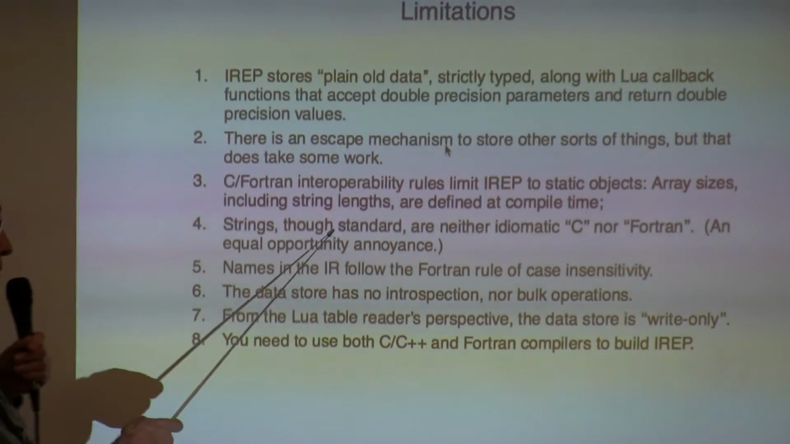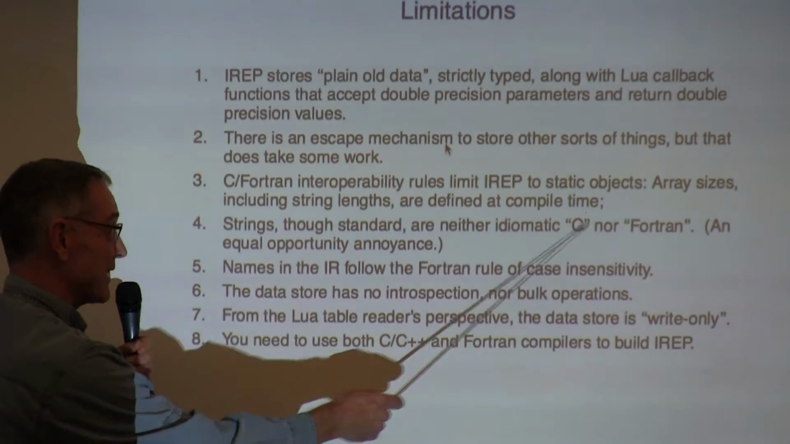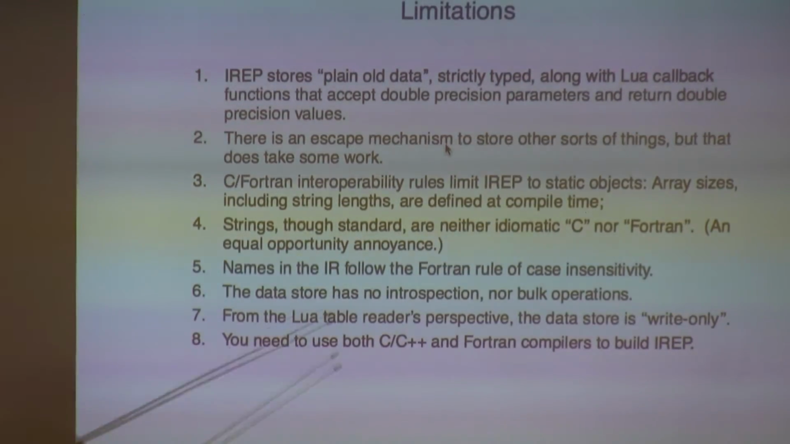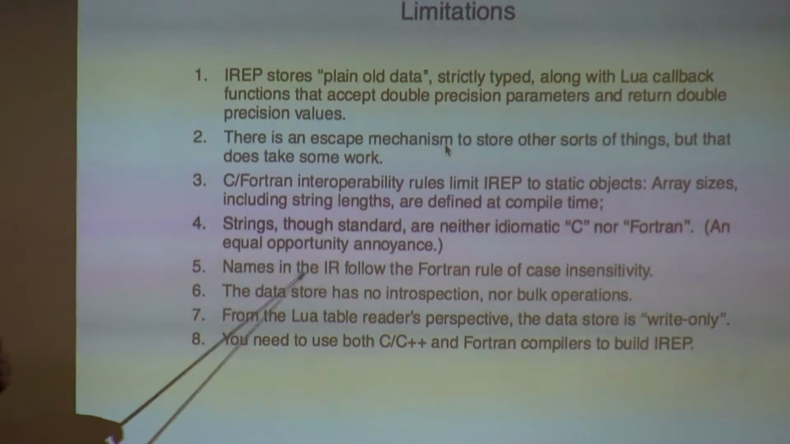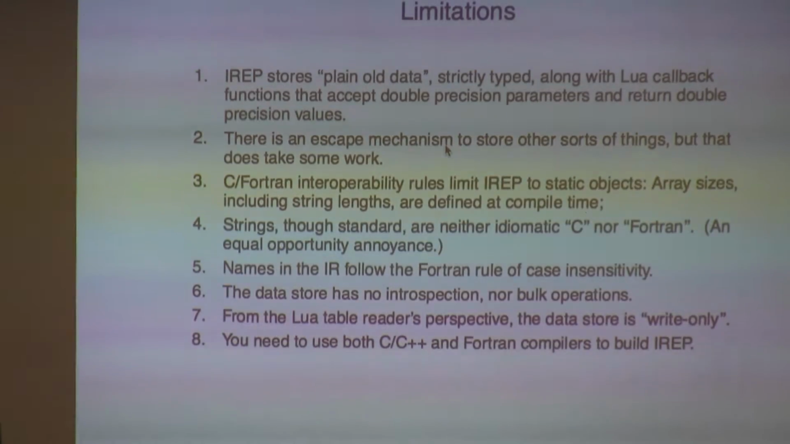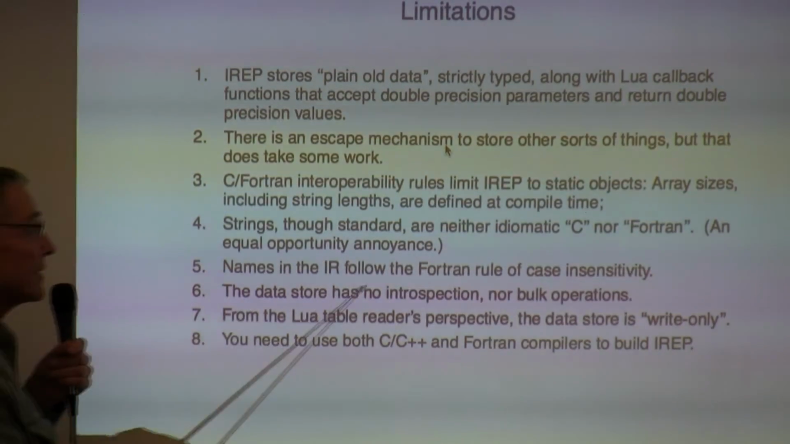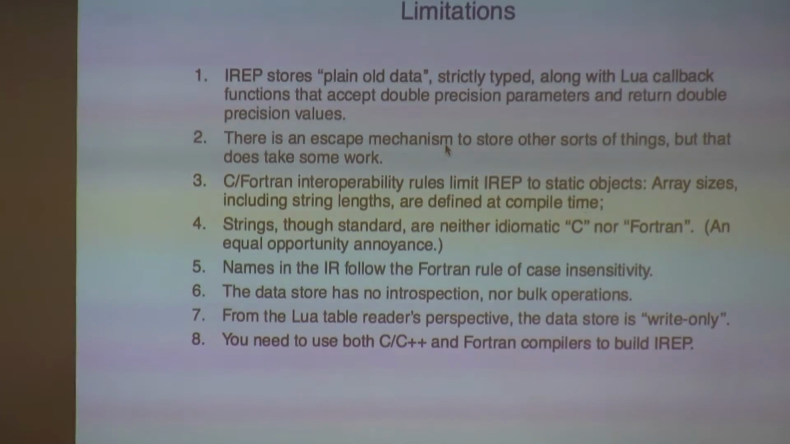Strings, although they are stored in a standards-compliant way, are not idiomatic to either C or Fortran use, so it's an equal opportunity annoyance to store a string in an ISO C binding compatible way. Names in the IREP back end are case insensitive, so your names have to be unique up to and including case. That's perfectly sensible, since Fortran is a case-insensitive language. The data store has no introspection nor bulk operations.